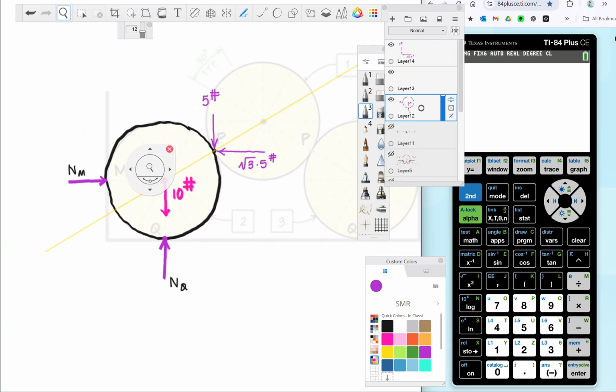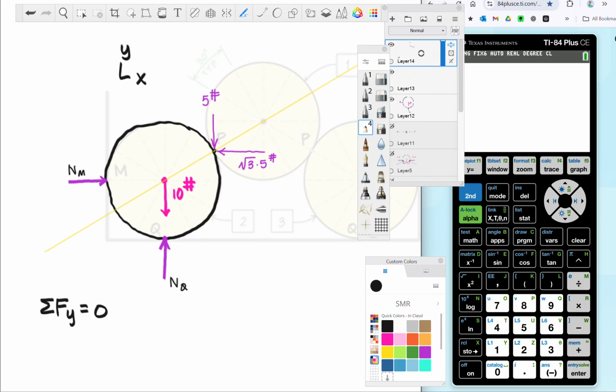All right, let us crunch through this. I've got two unknown forces. I don't have anything at weird angles, so super easy. Let's just do a summation of forces in the y direction equals 0. I've got 5 and 10 down and an unknown up. Therefore, N sub Q equals 15 pounds pushing up.